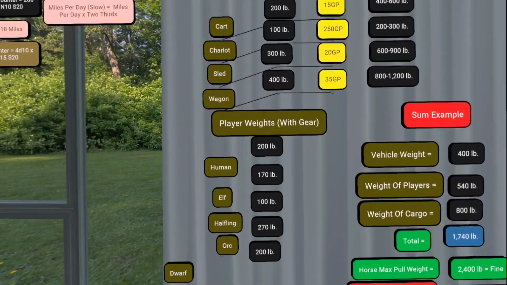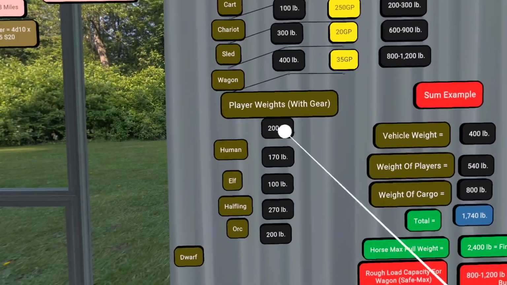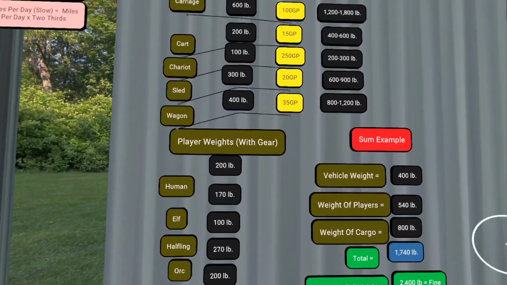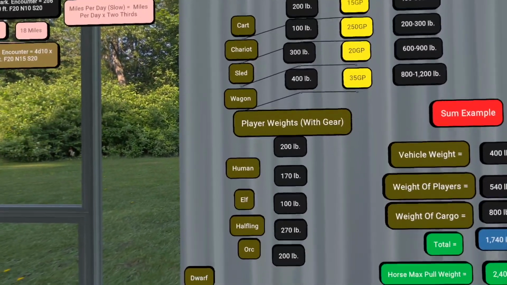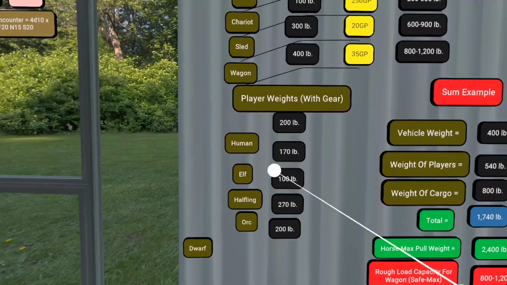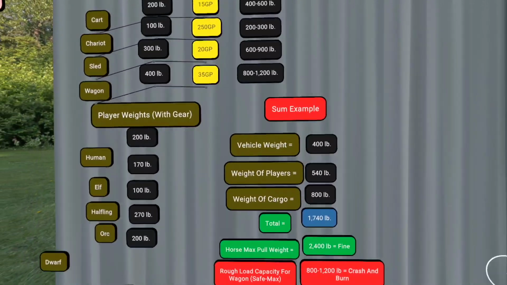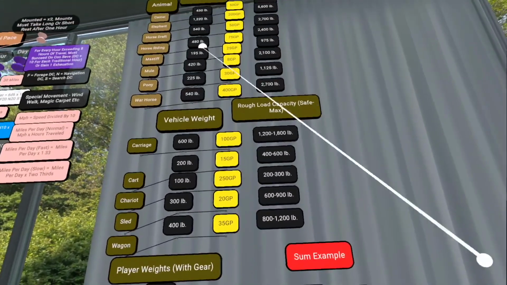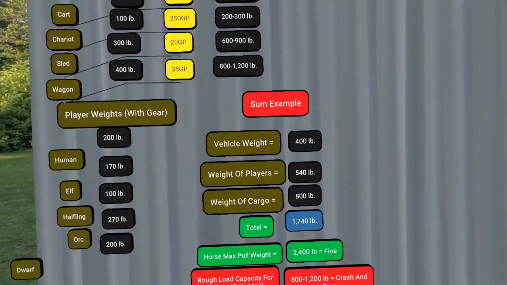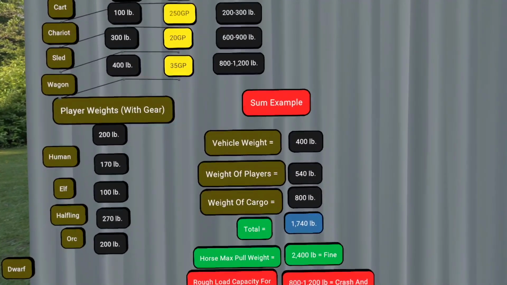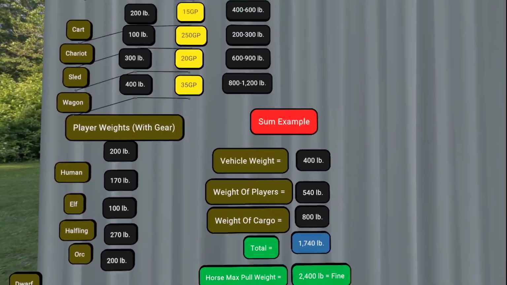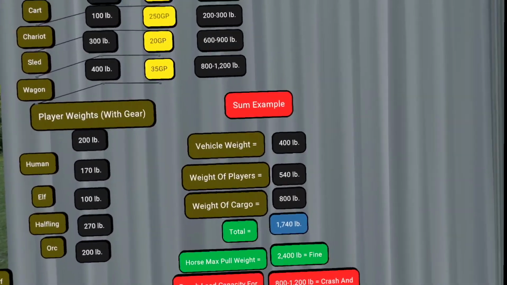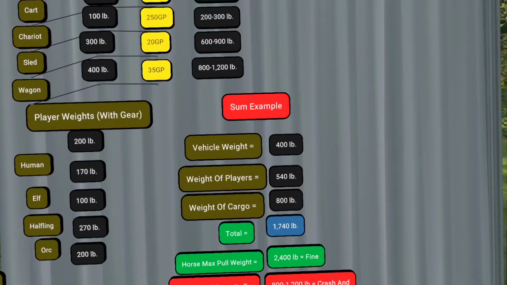This gives you some indication about player weights as well, just so you can factor that into the numbers. If you've got, say, 4 orc players, they're going to weigh quite a lot, so it shows you the weights for the different players here. And this just gives you an example of a sum that you could make using all of this information. So you're trying to work out whether you're overloaded or not, whether the vehicle that you've chosen is going to basically collapse, or whether you have the right amount of animals to pull a load.